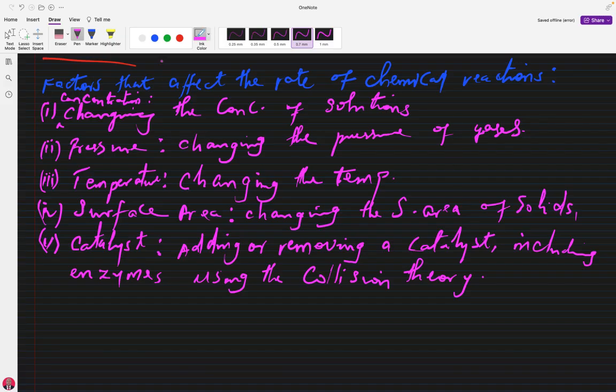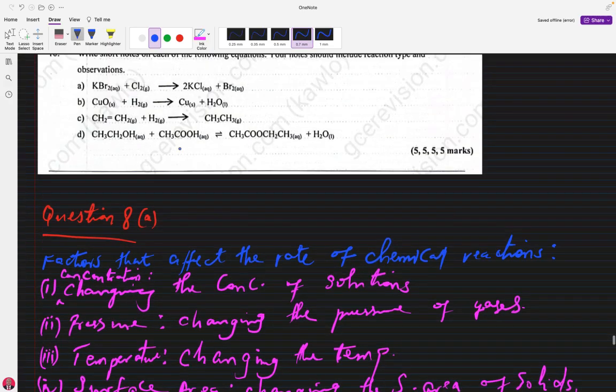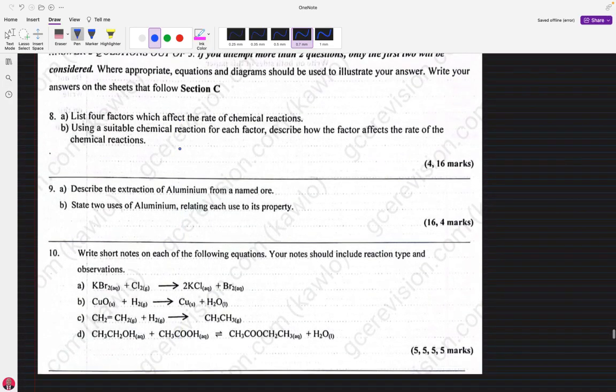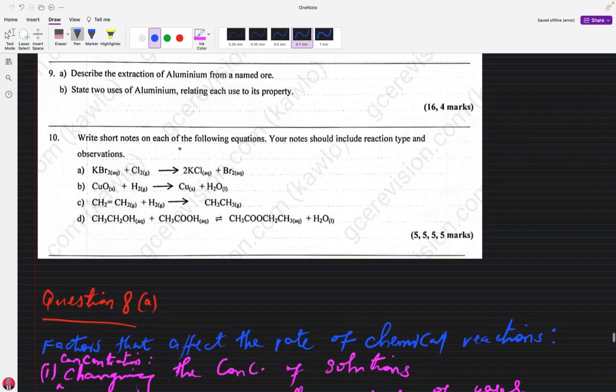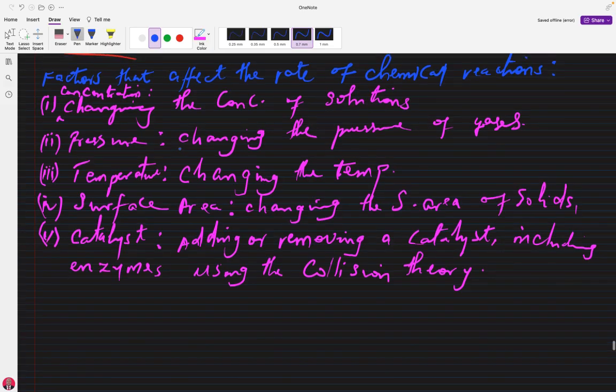Okay, the second section, let's go there. The second section of the B part says, using a suitable chemical reaction for each factor we have listed, describe how the factor affects the rate of the chemical reaction. We are going to choose specific reactions, and we are going to choose equations to represent them and explain how the factor affects the rate of reaction.